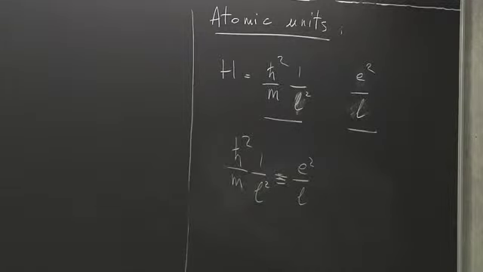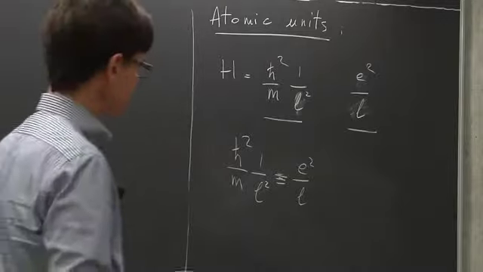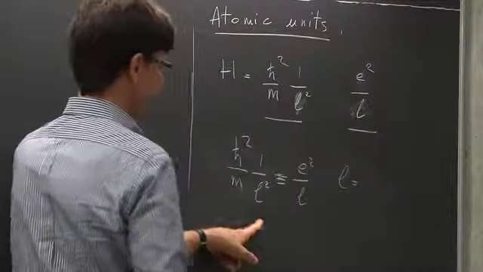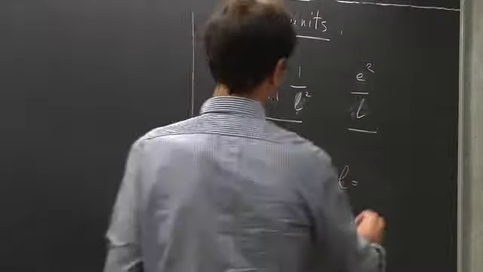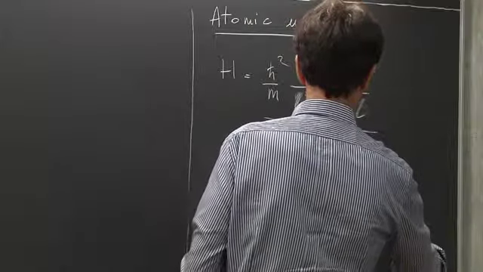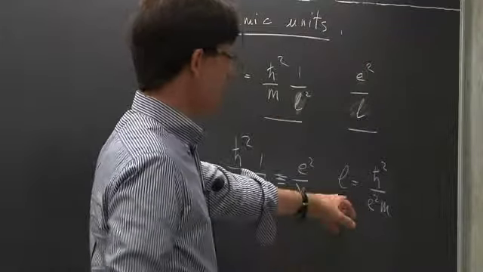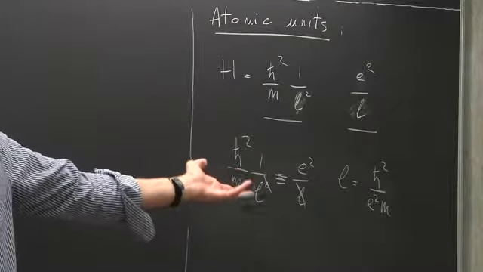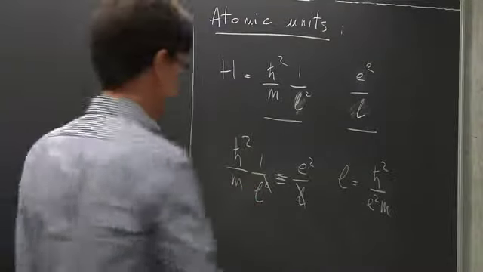It's, for me, a good way to introduce a natural scale of length. Whatever comes out of this will be a typical length of the problem, right? And of course, L, if I do this exercise, will become h squared over e squared m. I'm sure you have seen this, right? This constant. What is this? The Bohr radius.